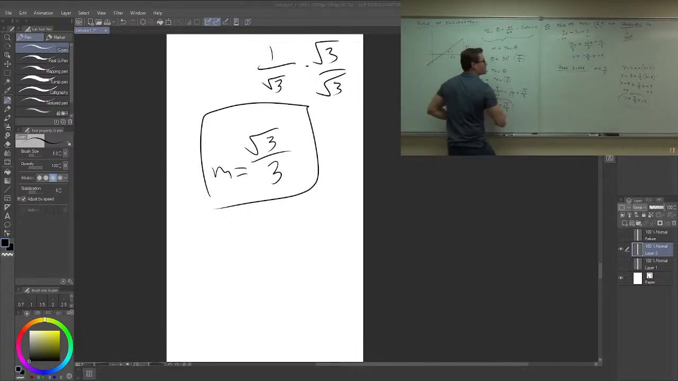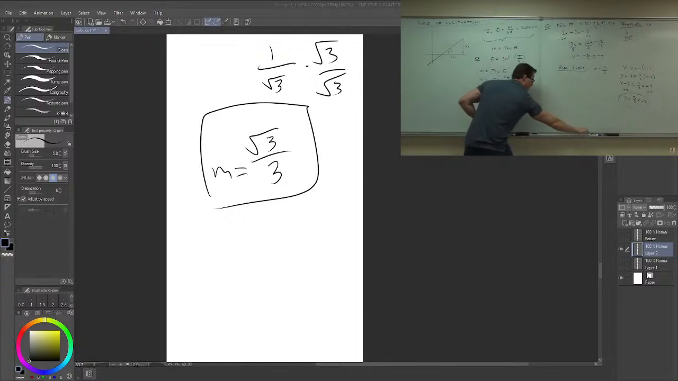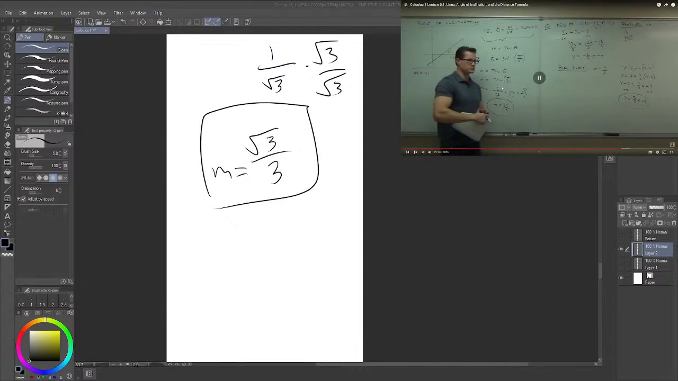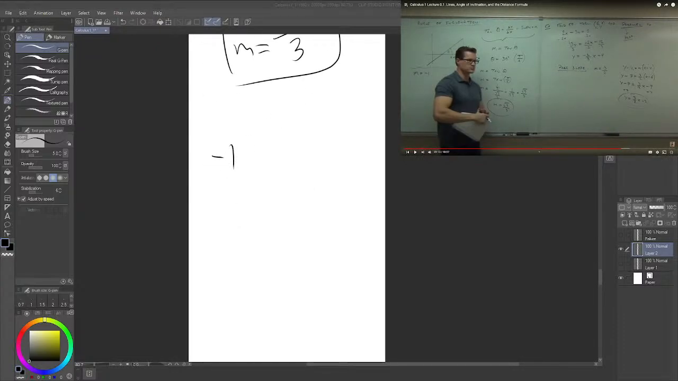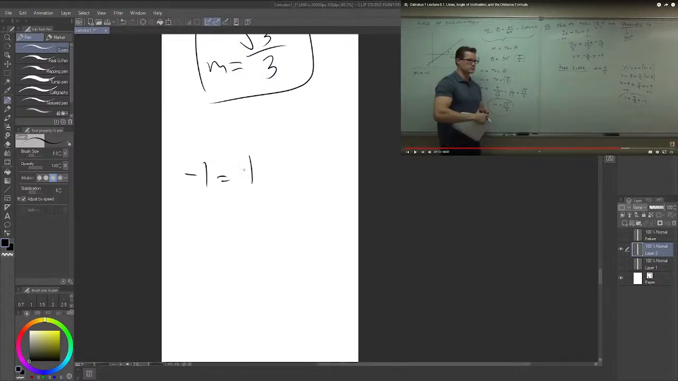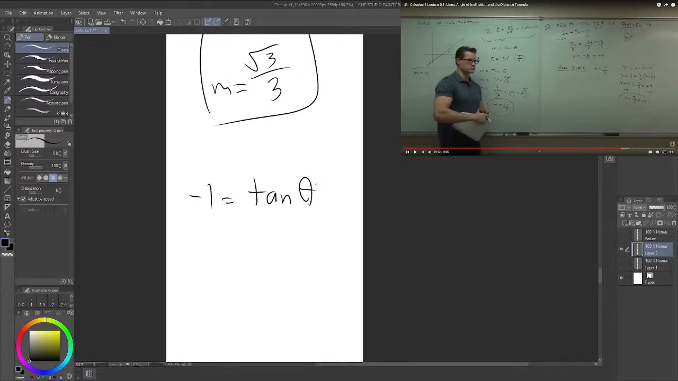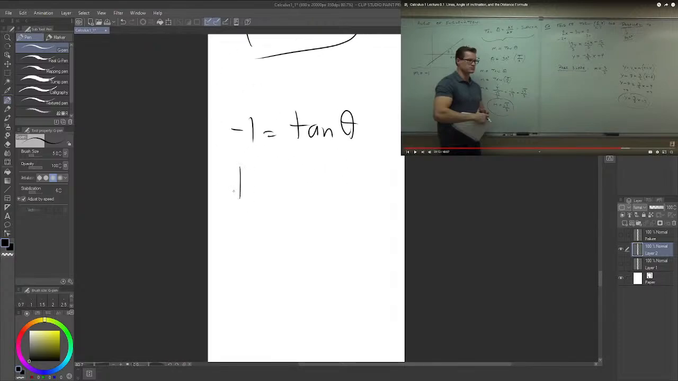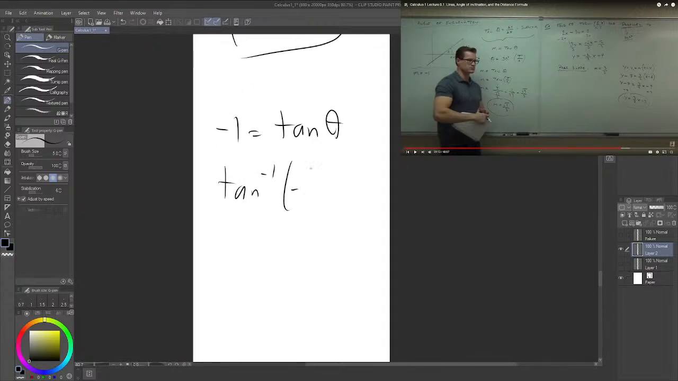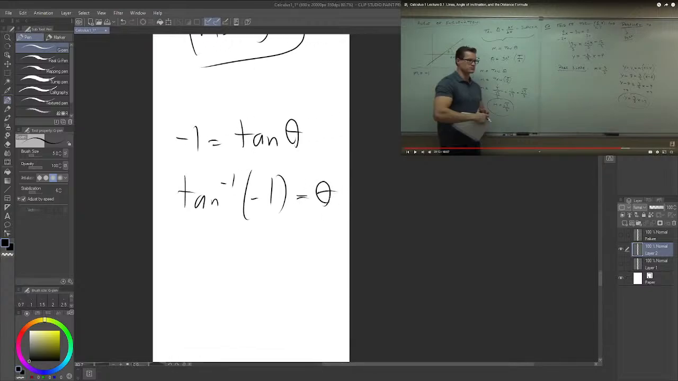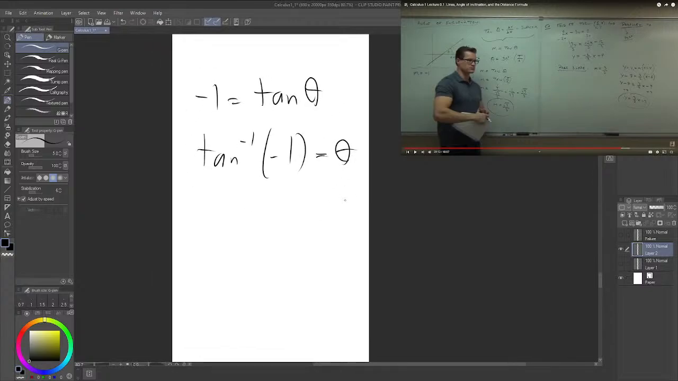What if I said I have a slope of -1? Okay, let me think. Well, -1 equals tan theta. Oh, so is this like inverse tan? Tan inverse of -1 equals theta or something? Maybe.